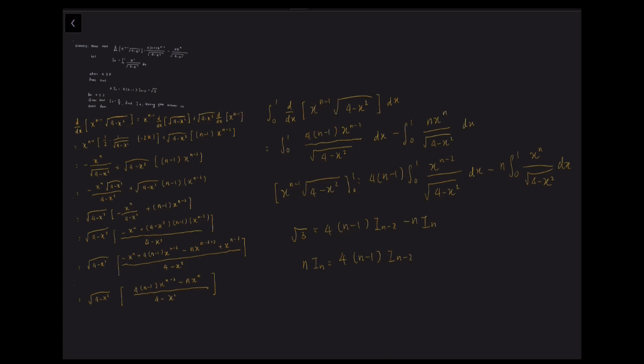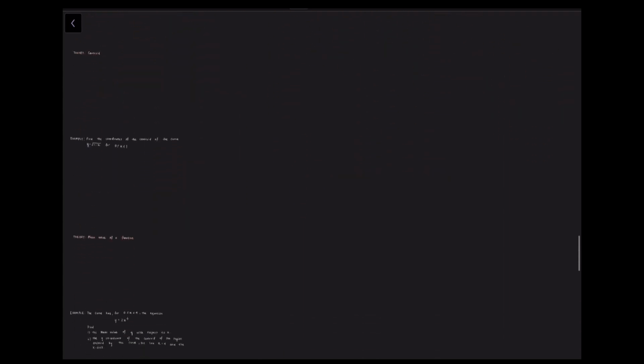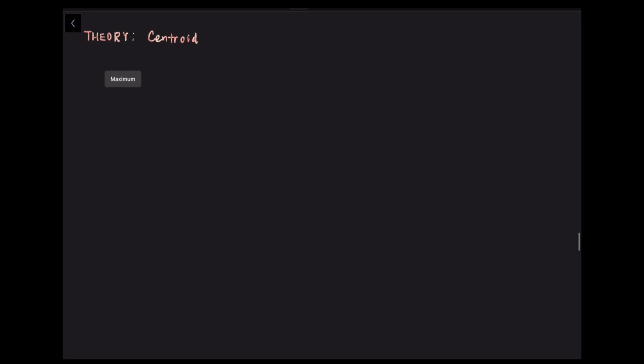And rearranging it, we have nI_n equals to 4 times (n-1) times I_(n-2) minus square root of 3. I will just only show you until the reduction formula part. The rest of the question is just substituting and will be left to you.